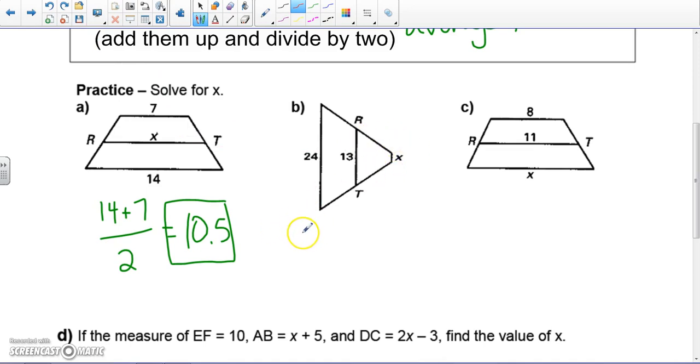So what you can do is say, the average of the bases is 24 plus x divided by 2. The answer to this question is 13. So we know that 24 plus x divided by 2 equals 13. So now we cross multiply. We're left with 26 equals 24 plus x. Right? Multiply this way, multiply that way. And we have x equals 2.